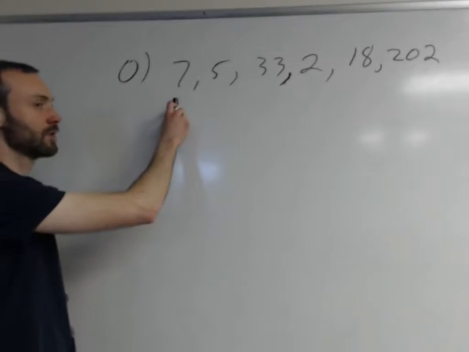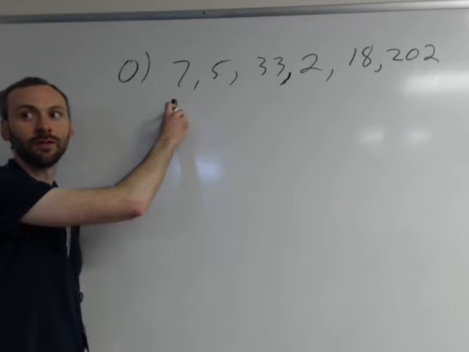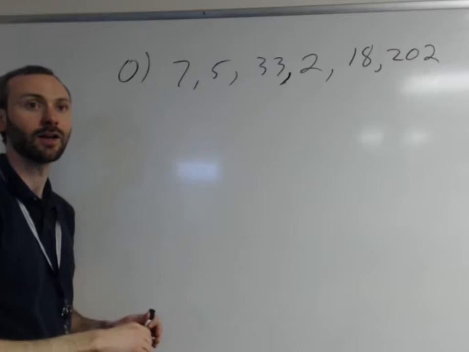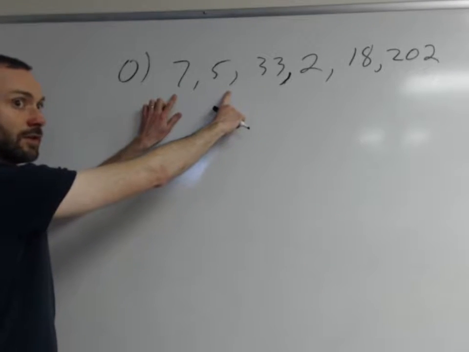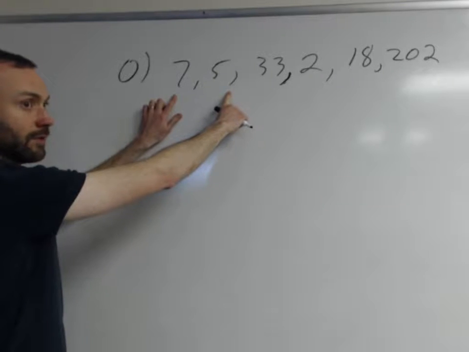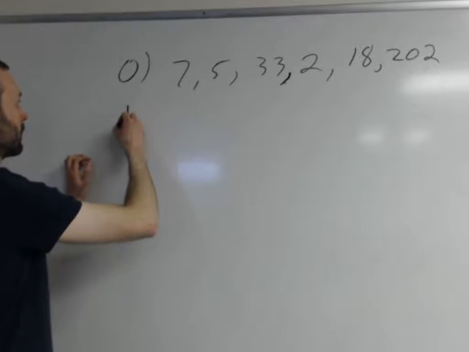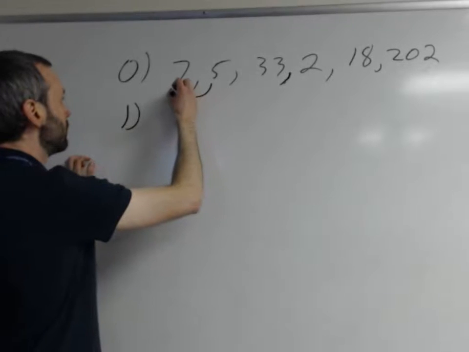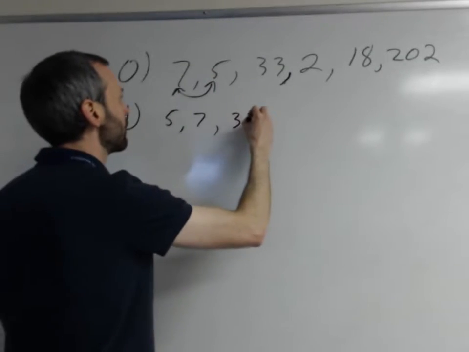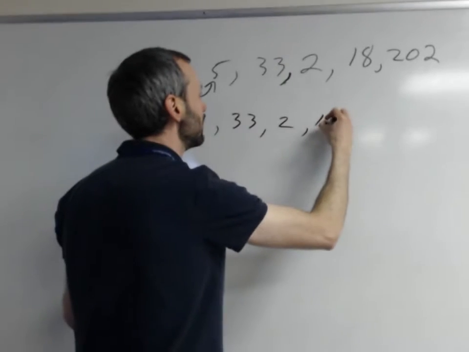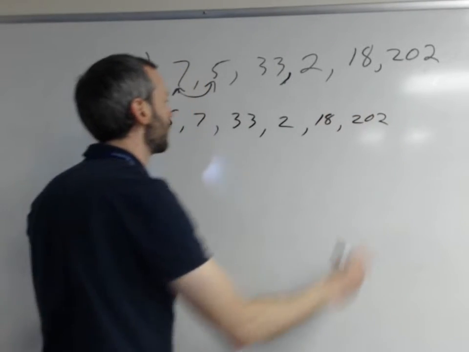Okay. So first off, is a list of one element sorted? Yes. All right. Good. We can assume one is always sorted. Let's move it to 2. Is that sorted? No. What needs to happen? We need to swap it. So step 1. You go 5, 7, 33, 2, 18, 2, 0, 2.